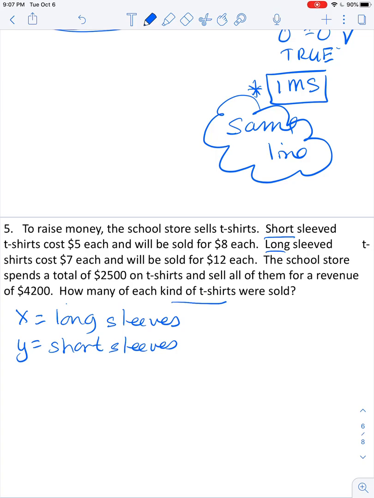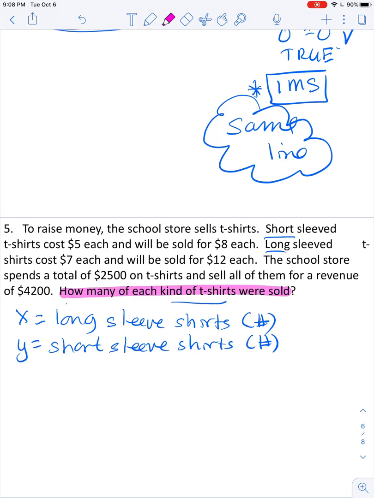Okay, so X is going to be the number of long sleeve t-shirts. I guess I should be a better teacher and be really specific. So this is going to be the number of long sleeve shirts, and this is going to be the number of short sleeve shirts, however many I have of those. So that's my ultimate question.